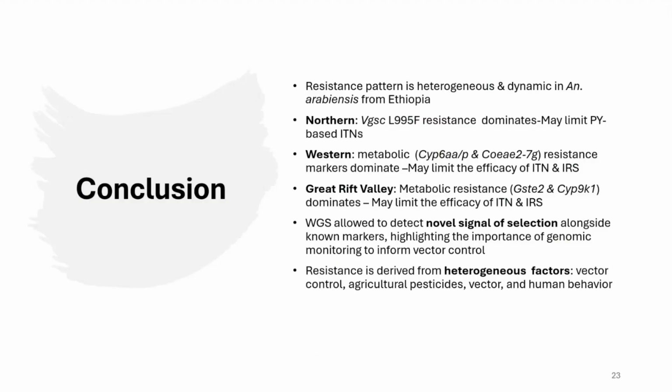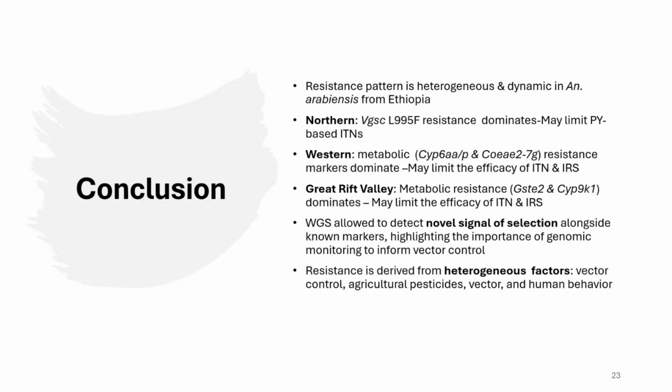So in conclusion, the resistance pattern in Ethiopia is very heterogeneous and dynamic. The northern part of Ethiopia is impacted by target site resistance, the VGSC gene, and this can potentially limit pyrethroid-based interventions, pyrethroid-based ITNs. The western part of Ethiopia is impacted by high copy number variation at the genes which confer resistance to organophosphate and also pyrethroids, particularly the CYP6AAP gene and carboxylesterase genes. So this can potentially limit both ITN and IRS interventions.